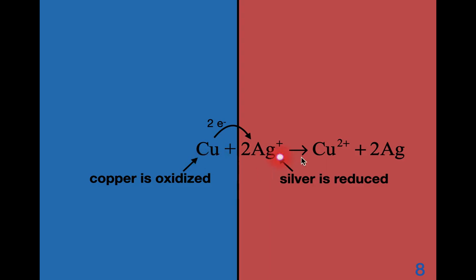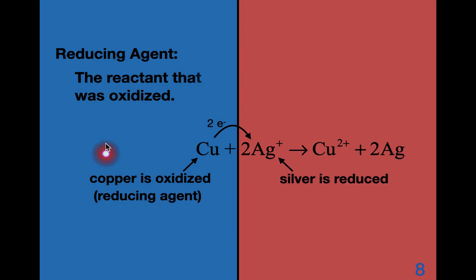Let's use the same reaction to make a couple more definitions. Now, the copper is oxidized, right? It caused the silver to be reduced. So what we say is that the copper, in this case, is a reducing agent. It itself is oxidized, but it caused the silver to be reduced. So it is both oxidized and a reducing agent. A reducing agent is the reactant that was oxidized.